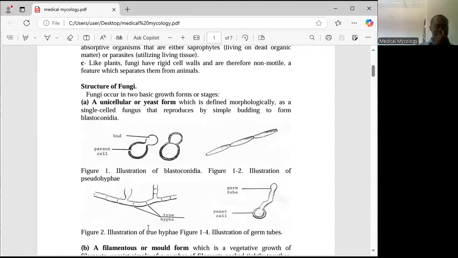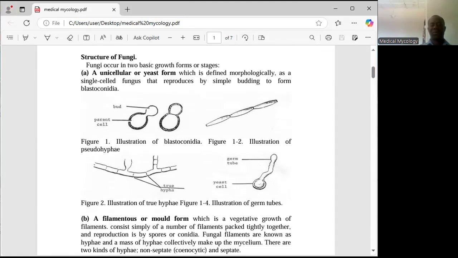As you can see, this is the parent cell undergoing budding to form the new blastoconidia. This is a blastoconidia, so this is formed. You can also see pseudohyphae shooting out here. So this is an illustration of how the fungi reproduce. This is a yeast form, an illustration of the blastoconidia that you find in figure 1.